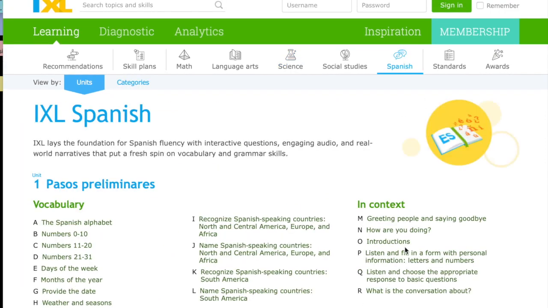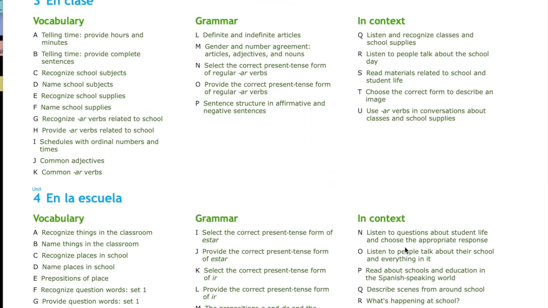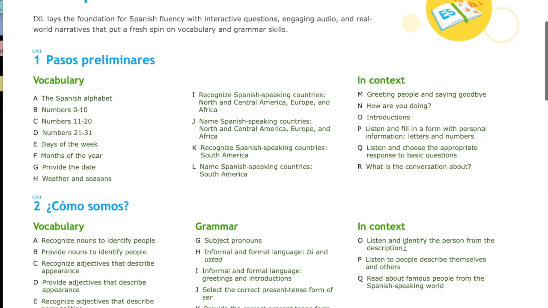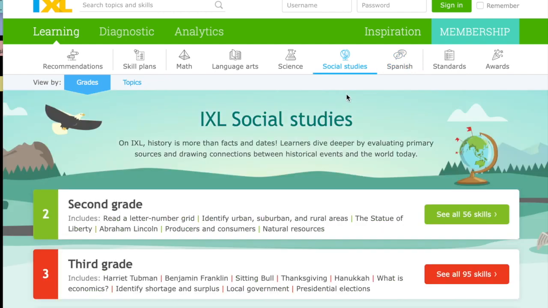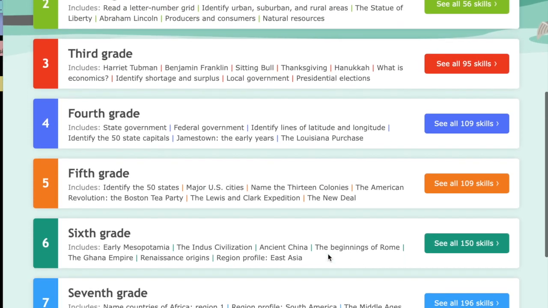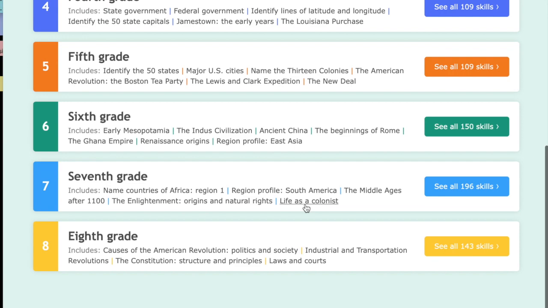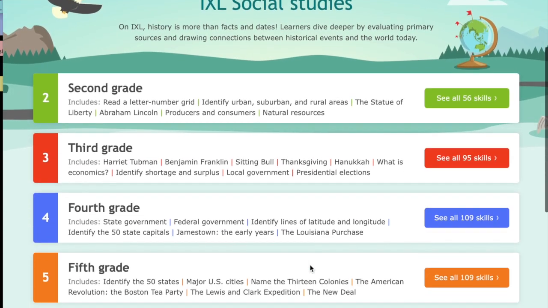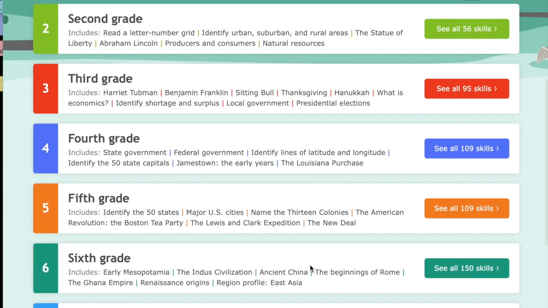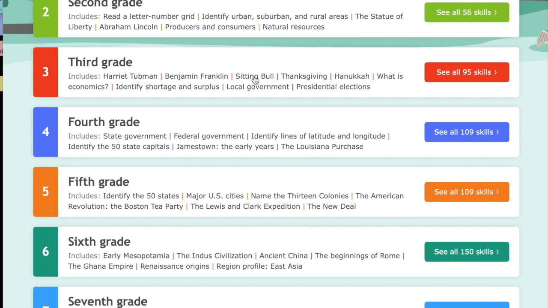I've just noticed they've also got Spanish in there, so greetings, grammar, vocabulary, again helping your students learn languages. And they've also got social studies, might as well have a look in there. Excellent. Look, they've got Thanksgiving, Hanukkah, the Louisiana Purchase, so they've got a lot of explanation. Again, this is based in America, so obviously they're focusing on that side. But there are still skills for our students in other countries to learn as well.